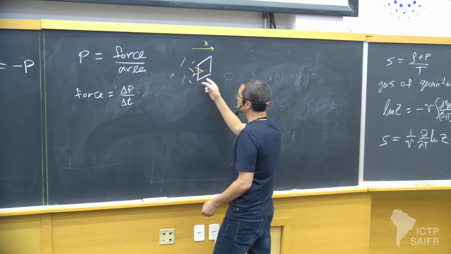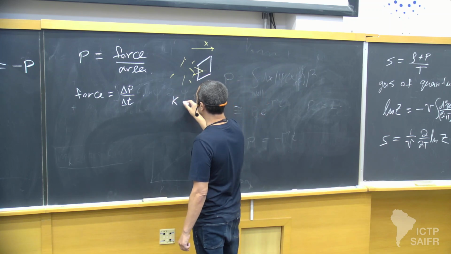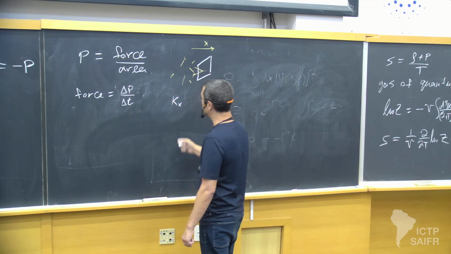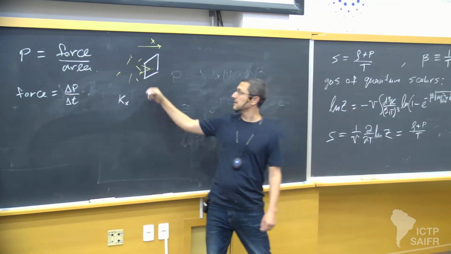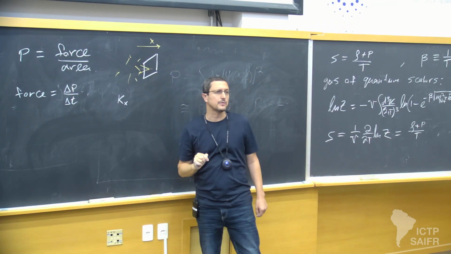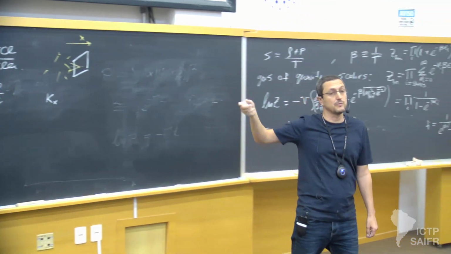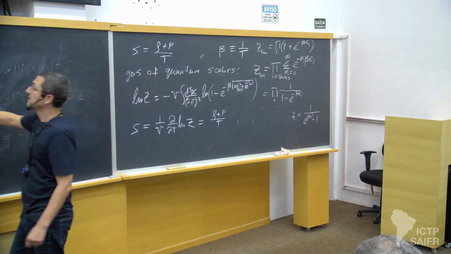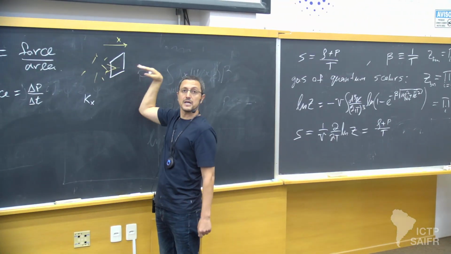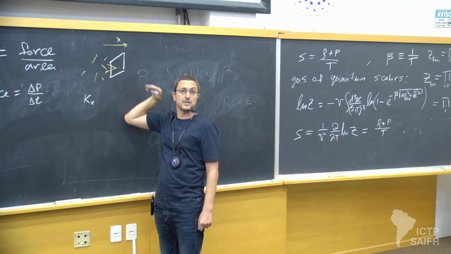So each one of these particles that comes in with momentum, let's say kx, also has momentum in the y direction and some momentum in the z direction, but those don't talk to my wall. My wall is on the x direction, right? I don't care that it's coming at an angle. All I care about is the x component. That's the only part of the momentum that will change.